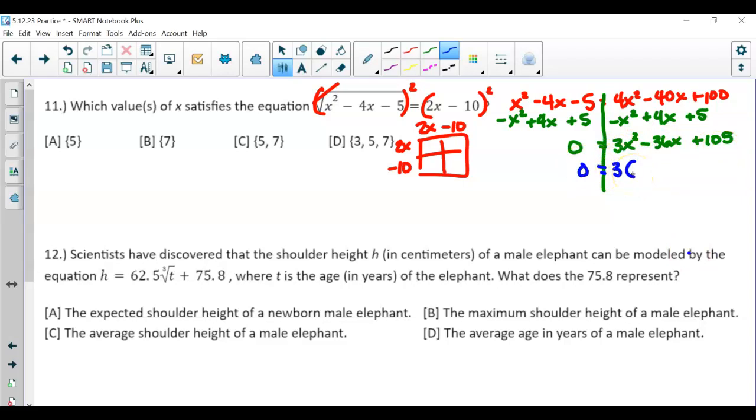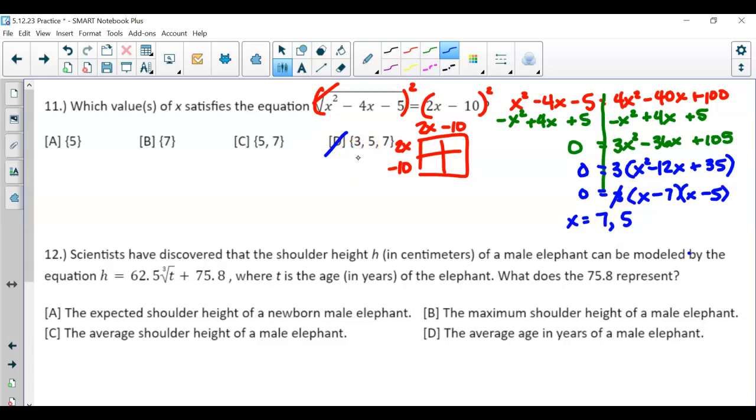So after taking out 3, dividing everything by 3, 3 divided by 3 is 1, so x squared. Negative 36 divided by 3, negative 12x. Then 105 divided by 3 is now 35. Now we can factor. What two numbers multiply to get 35 and add to get negative 12? Negative 7 and negative 5. Remember, when solving, that GCF cancels out because 3 never equals 0, but x is equal to 7 and 5. So I'm going to cross out D because it includes the 3.